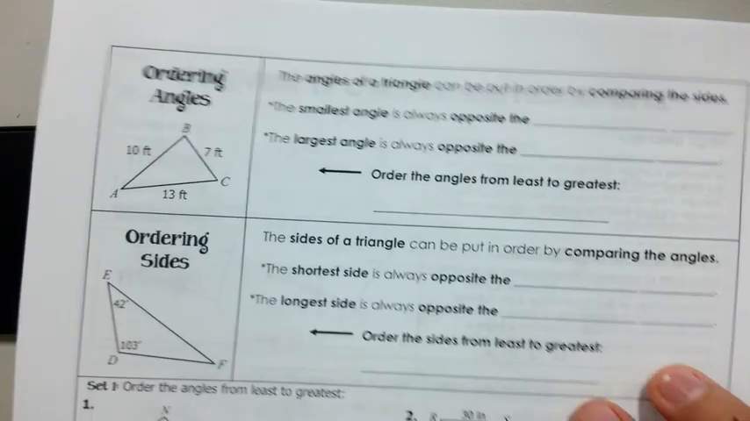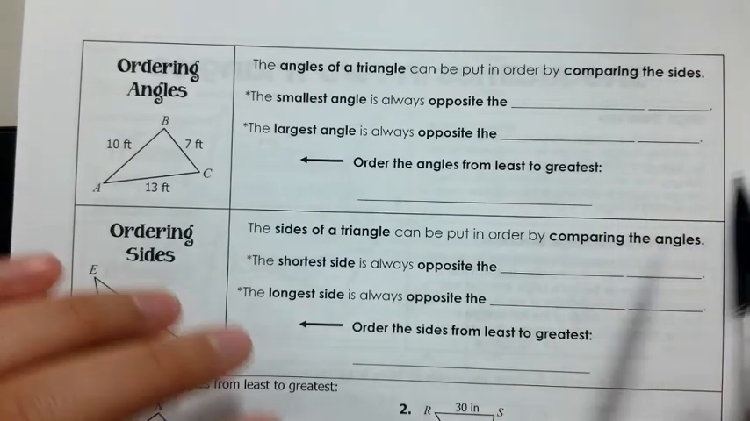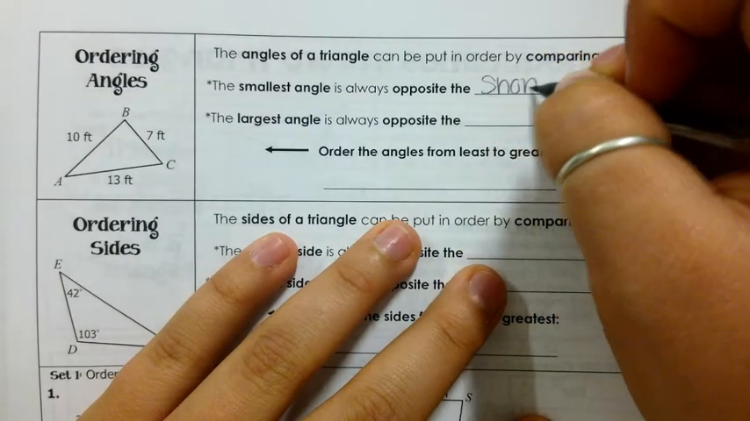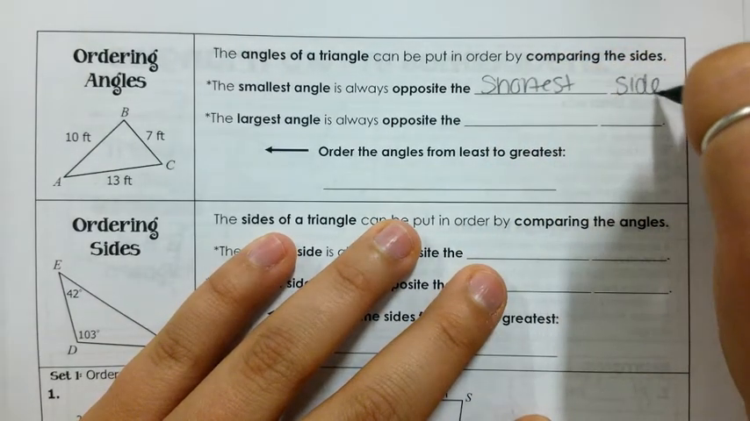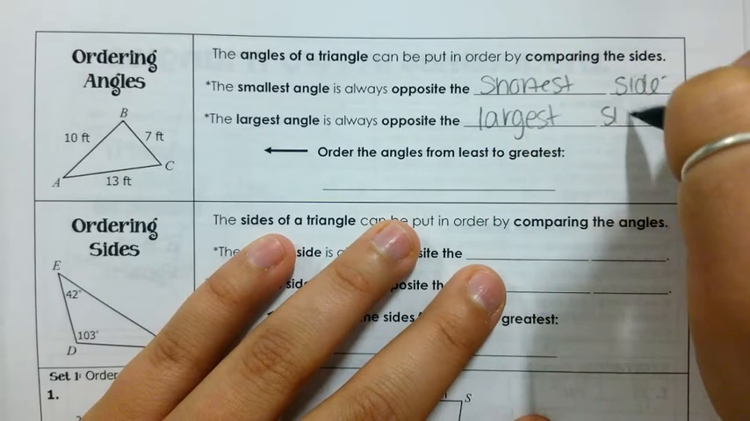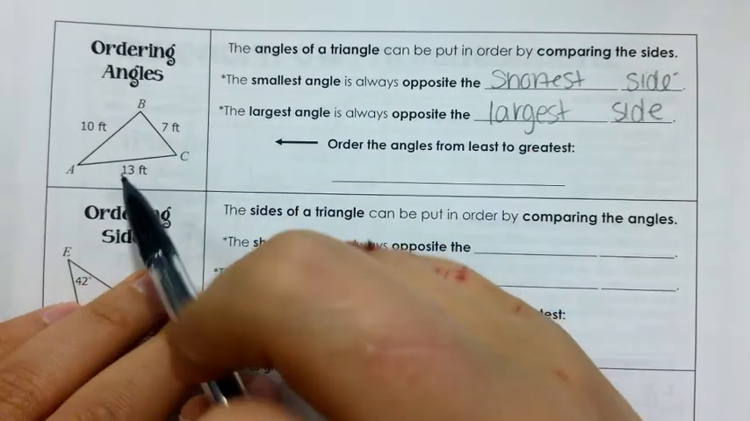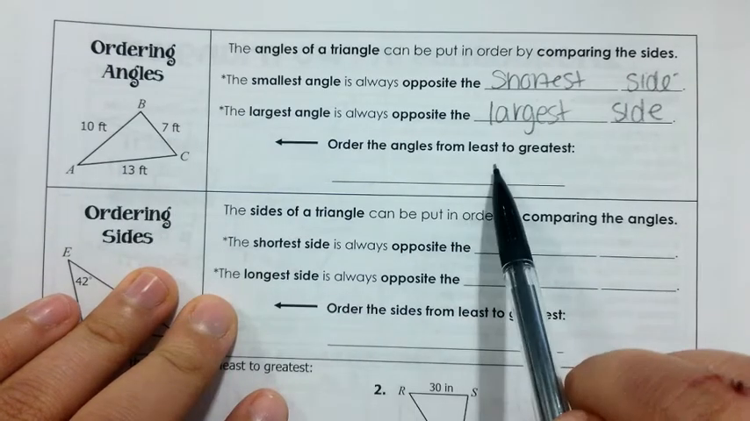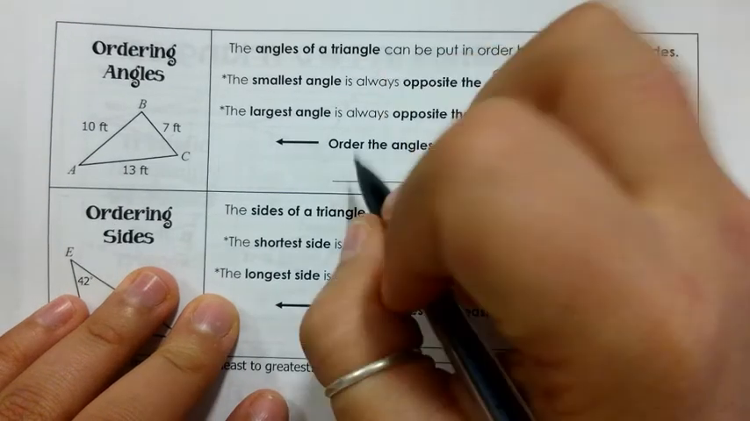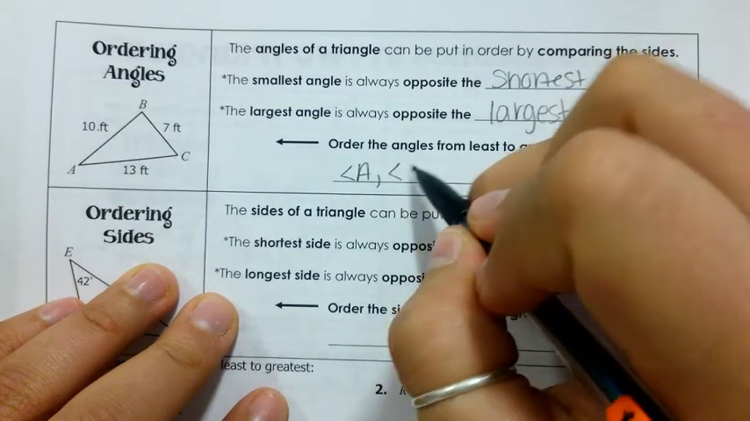So next thing we're talking about is ordering angles. The angles of a triangle can be put in order by ordering and comparing the sides. So the smallest angle is always opposite of the shortest side, and the largest angle is always opposite of the largest side. So if we're going to order these angles from least to greatest, we have to look. What is the smallest side? So it's 7. So it's across angle A. Then angle C and angle B.